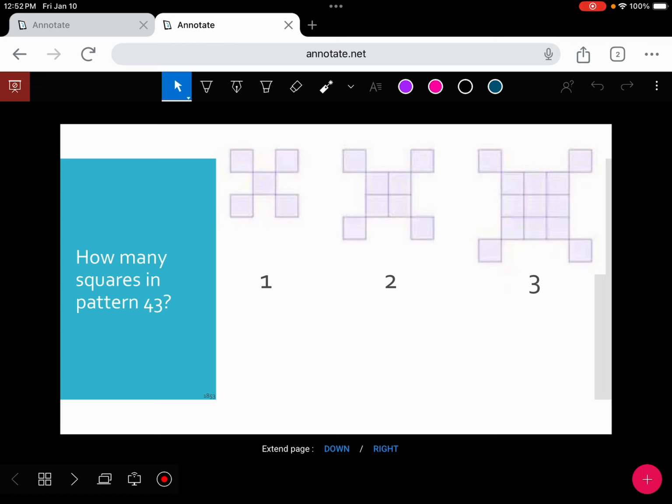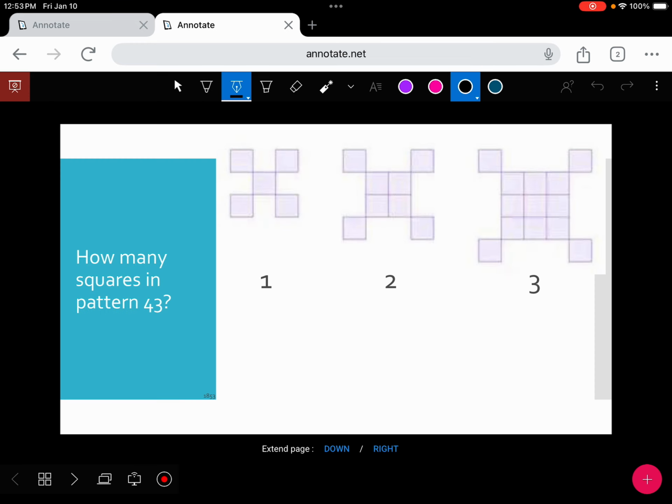Okay, I feel like a lot of us have started to spot this pattern. What do we see? How would we find the number of squares in pattern 43? Yeah, what you got? So that one's 1 by 1, that one's 2 by 2. So 43 by 43, and then add 4.